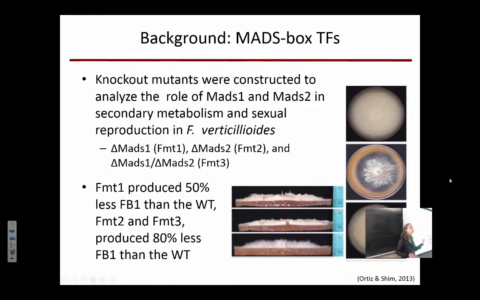And so, like I said, Carlos was interested in these MADS-box transcription factors, and what he wanted to do was to characterize their role specifically in secondary metabolism and sexual reproduction in Fusarium verticillioides. And so he knocked the MADS1 and the MADS2 out, MADS1 being FMT1, the MADS2 knockout being FMT2, and he also did a double knockout mutant, which was FMT3. And what he found was that FMT1 produced 50% less FB1 than the wild type, while FMT2, the MADS2, and FMT3, the double knockout, produced 80% less FB1 than the wild type.